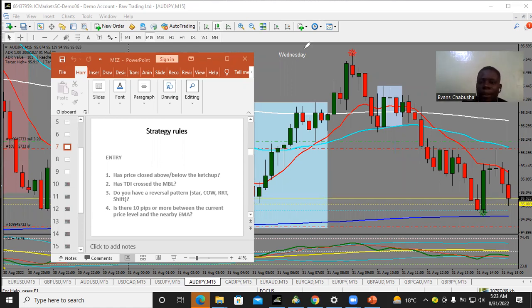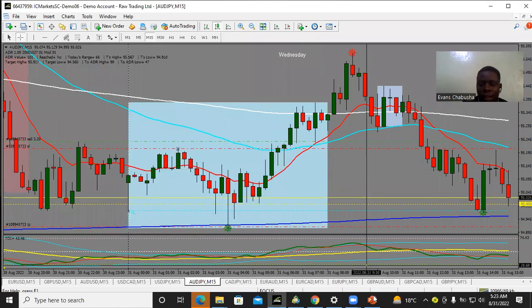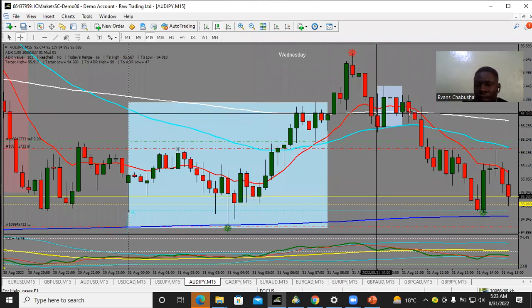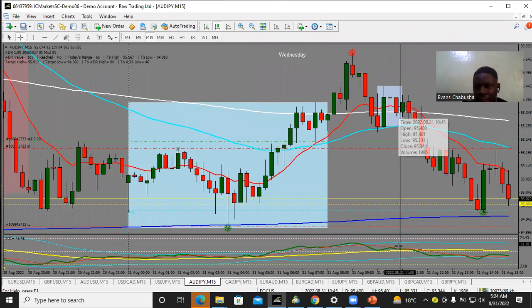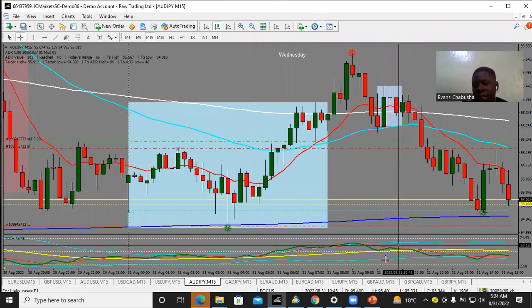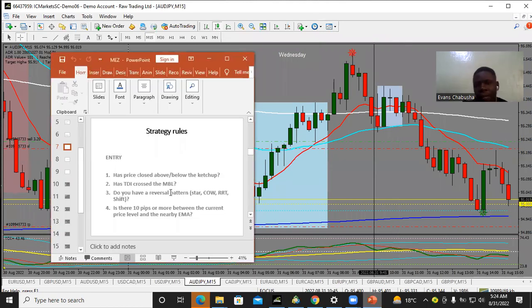Let me get this point so that it is here. So if you look at that point there, it wasn't crossing the market baseline down there. So that criteria wasn't met.